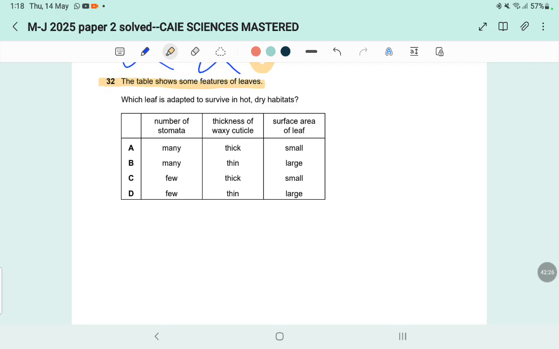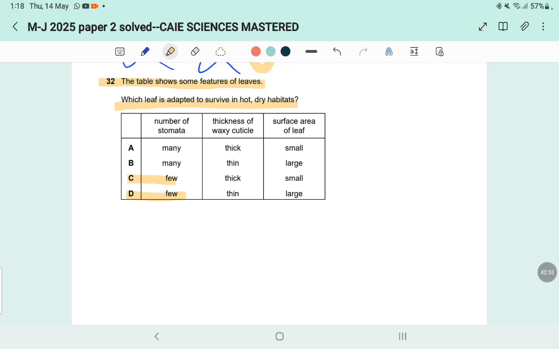Number 32, the table shows some features of leaves. Which leaf is adapted to survive in hot, dry habitats? Of course, hot, dry habitats, meaning that I want to retain water, I want to maintain turgidity, I want to prevent the plant from wilting. So in order to make this, basically, I will need my stomata for question 32 to be few. So now C and D are coming with us.